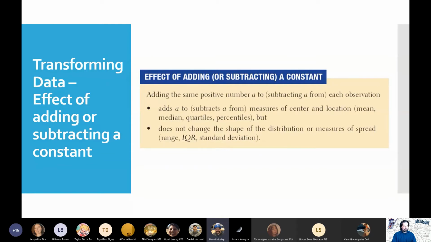Right. So if I transform my data by adding a number or subtracting a number, it will change the measures of center and location, but will not have any effect on the shape or the values of the measures of spread, range, IQR, and standard deviation.